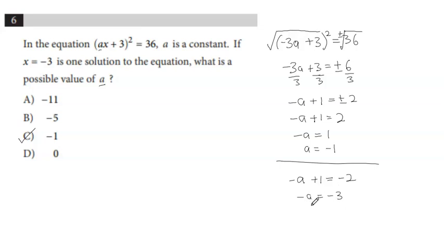And from here, we can divide both sides by minus 1, right? So the left side becomes a, the right side becomes 3. And you notice that this is not in our list. So this is our answer. All right.